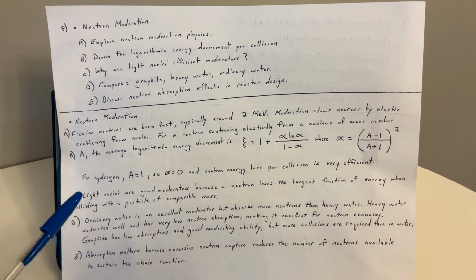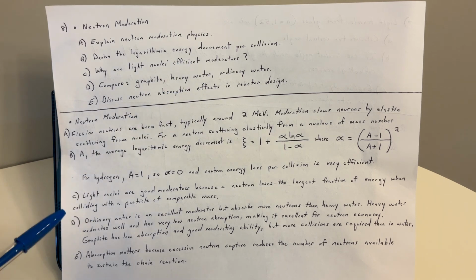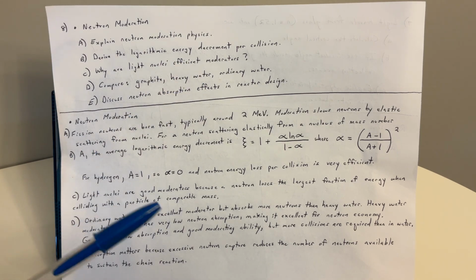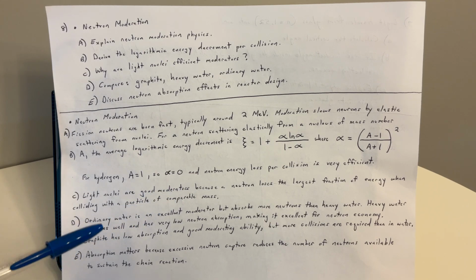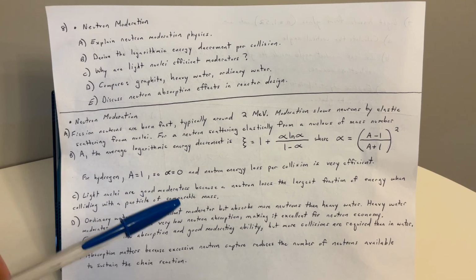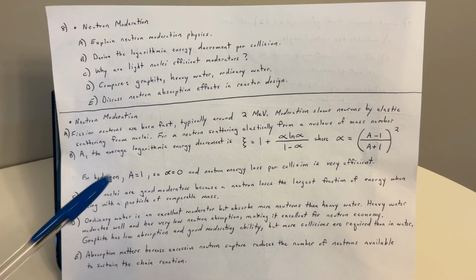Okay, letter C. Why are light nuclei efficient moderators? So light nuclei are good moderators because a neutron loses the largest fraction of energy when colliding with a particle of comparable mass. Letter D, compare graphite, heavy water, ordinary water.